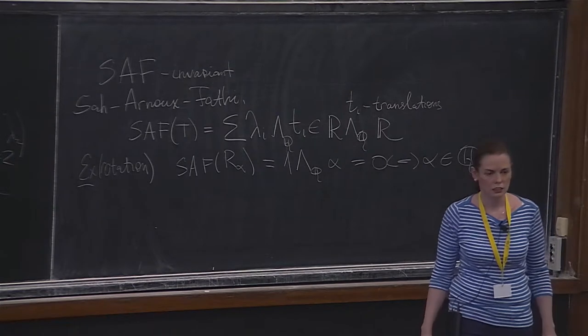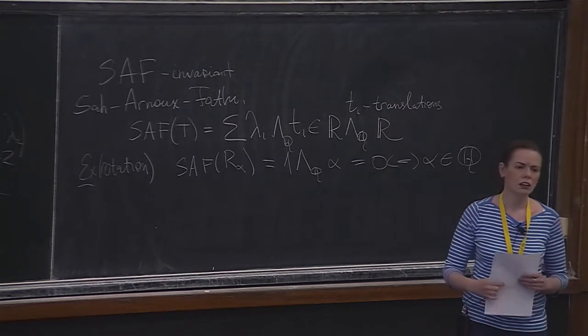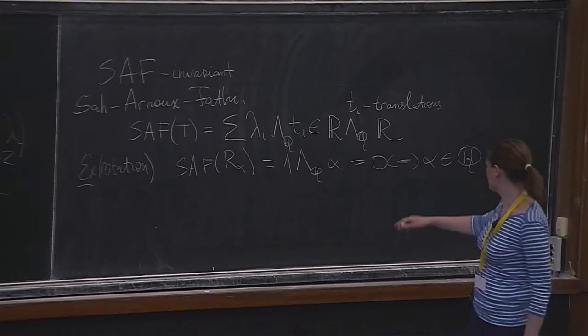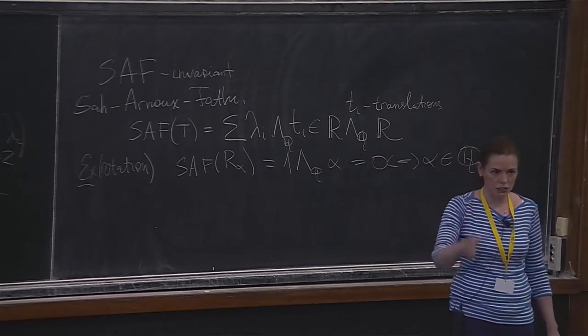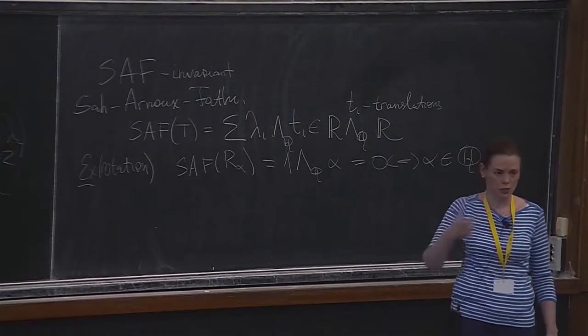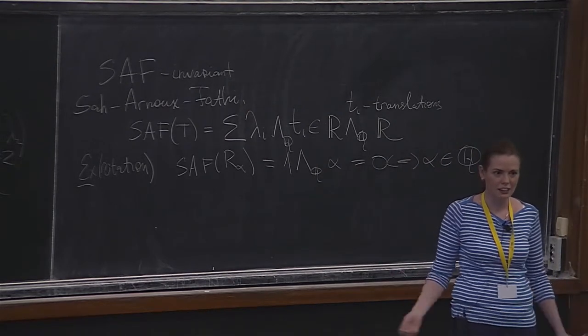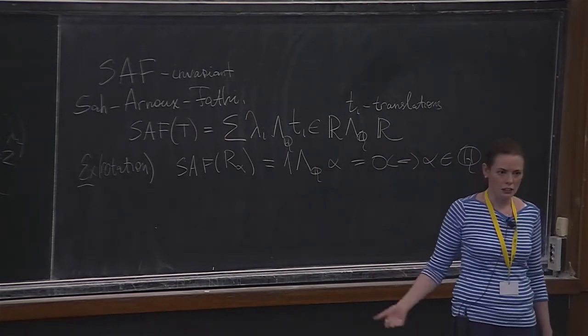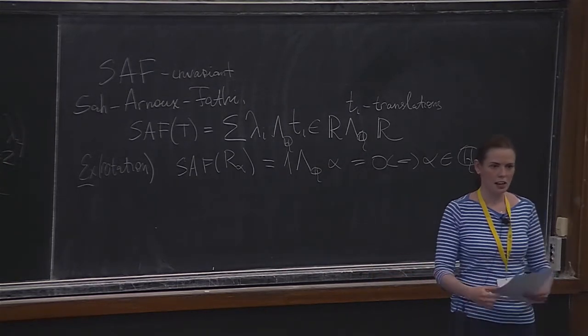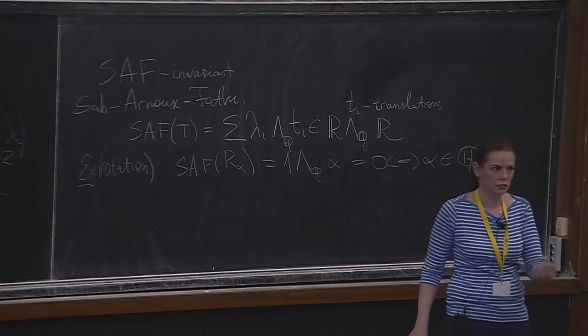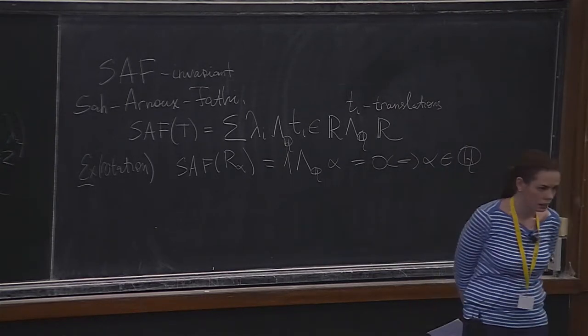Yes? Can you explain again what the t_i are? Sorry? t_i is a translation. So each interval is translated by some distance, each interval of continuity. This distance is different for each of them, and it's denoted by t_i. So it's a sum of some lambda_i, and then you can decide with which sign you measure it.